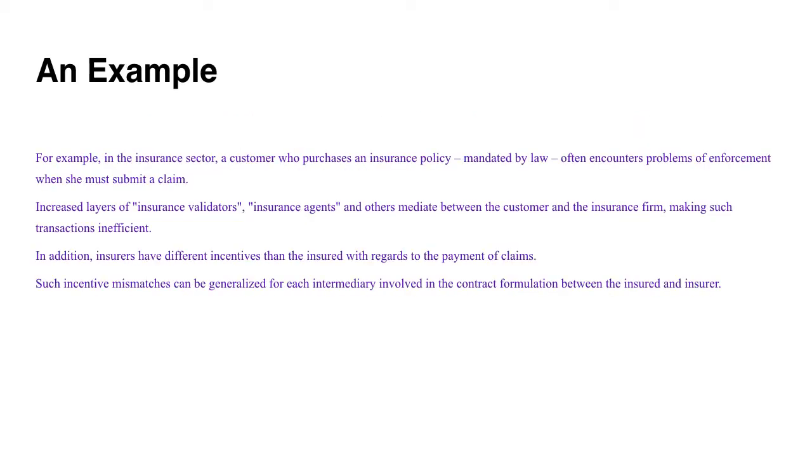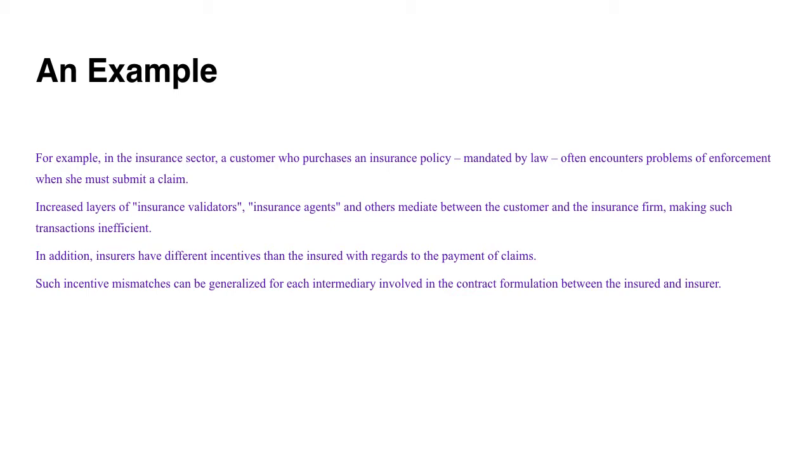Okay, so let's take an example of the insurance sector. A customer who purchases an insurance policy which is mandated by law often encounters problems of enforcement when she must submit a claim. Like, you could have many different insurance validators, you could have insurance agents, then the law enforcement agency that basically certifies that this car is damaged, and many different mediators between the customer and the insurance firm, each of whom expect a cut in the transaction, right? And all of these make these transactions inefficient.